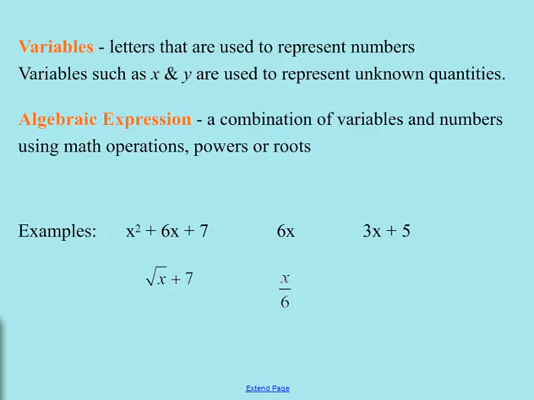Next, we'll define an algebraic expression. It's a combination of variables and numbers using math operations, powers, or roots. Let's look at some examples of algebraic expressions. The first example is x squared plus 6x plus 7. Then we have the examples 6x, 3x plus 5, the square root of x plus 7, and x over 6. All of these are algebraic expressions.